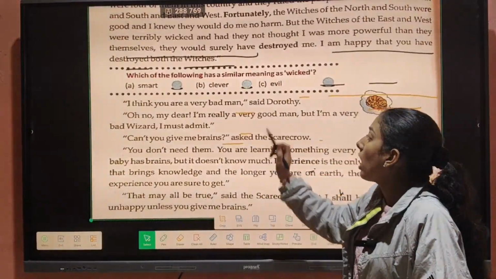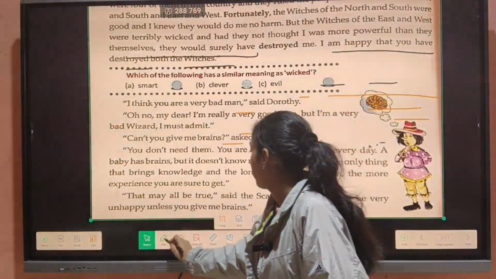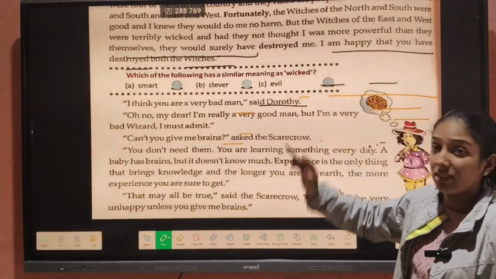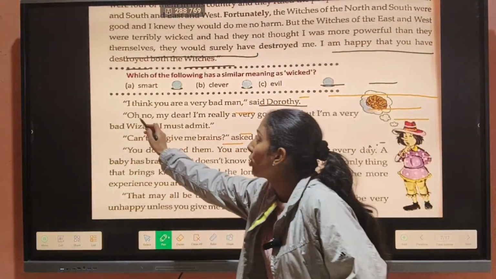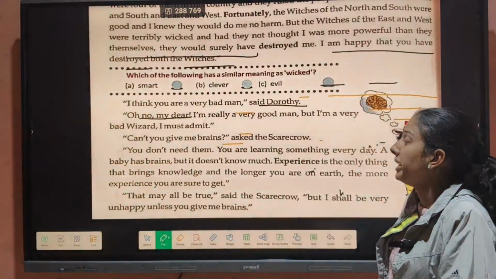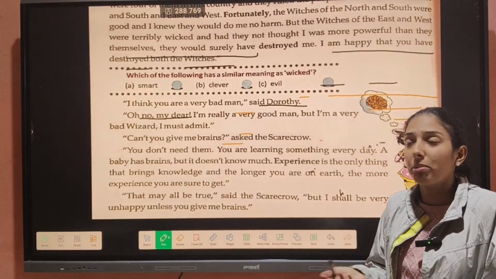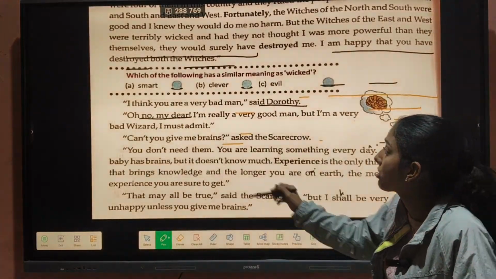"I think you are a very bad man," said Dorothy. Now Dorothy is saying, I think you are a very bad man. "Oh no, my dear, I am really a very good man." Now Dorothy is saying that you are very bad. It means you are very bad. You are telling the truth now to us.